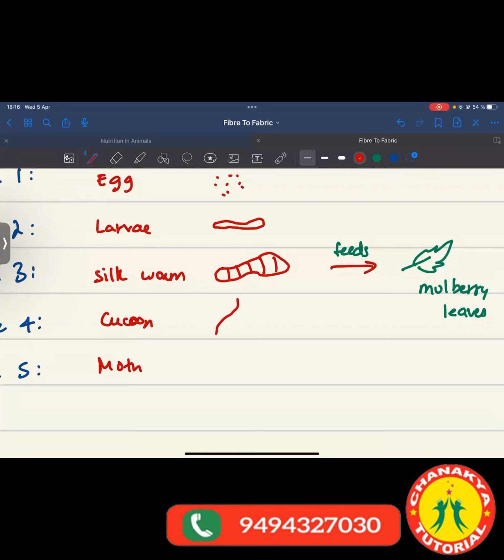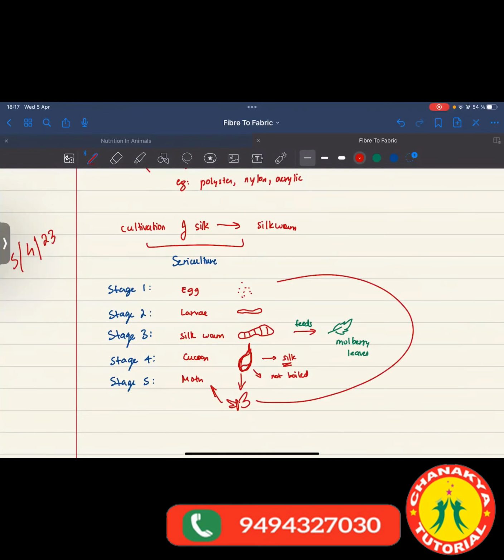Then it builds a cocoon from which the silk is taken. Some of the cocoons are boiled and you get the silk. Sometimes they're not boiled, so the non-boiled ones will grow into a moth. And again, this moth will lay the eggs. This is how the whole cycle goes on, and this is how the silk is extracted from the silkworm.